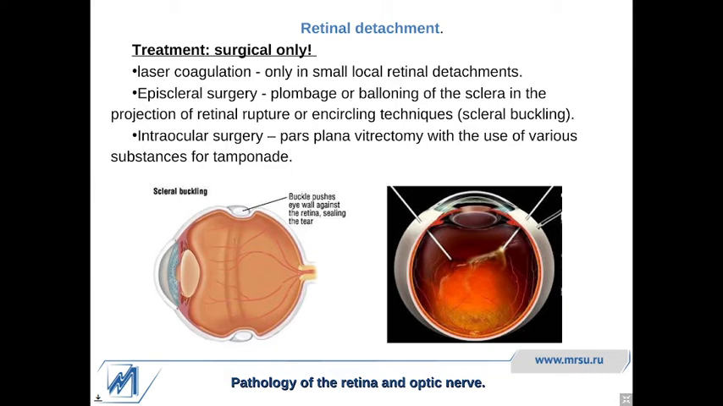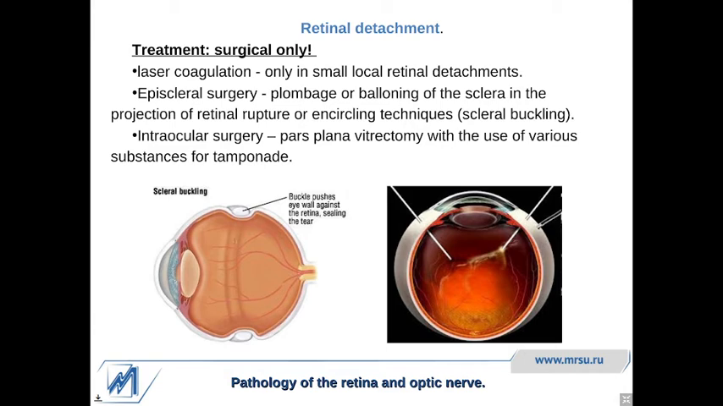What about treatment? Treatment of retinal detachment is only surgical, only surgical. Also, during the surgery and after surgery, laser coagulation is used. Without big surgery, laser coagulation can be used only in small local retinal detachments, very small.